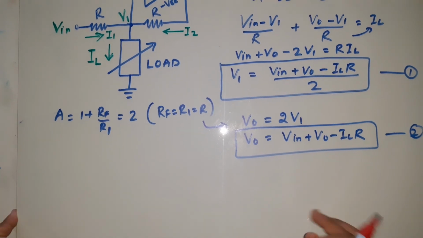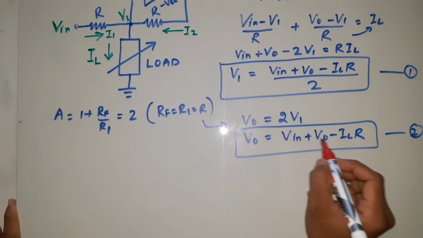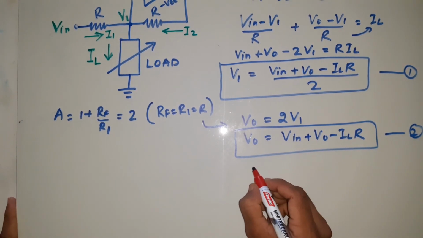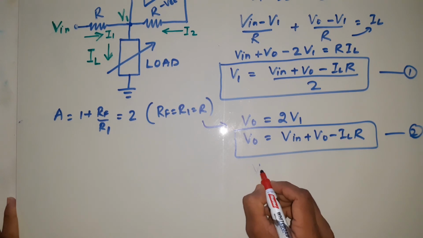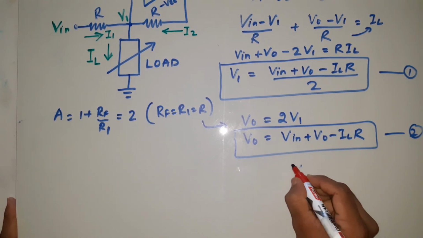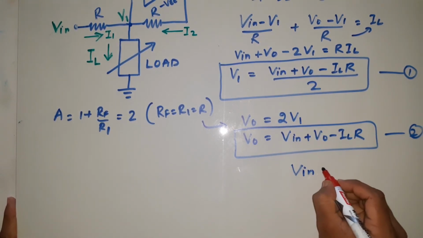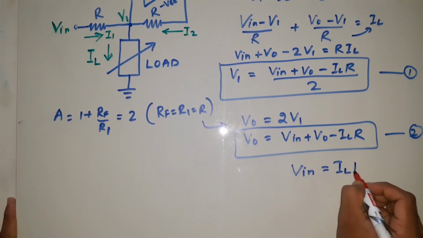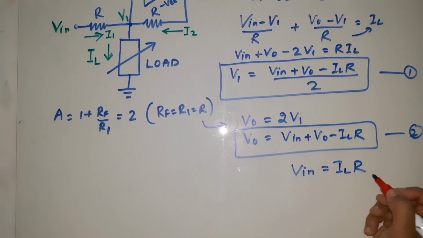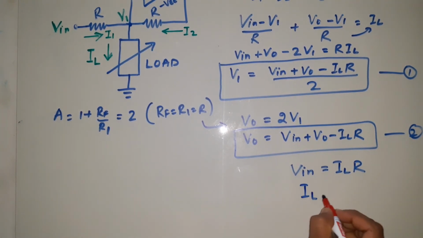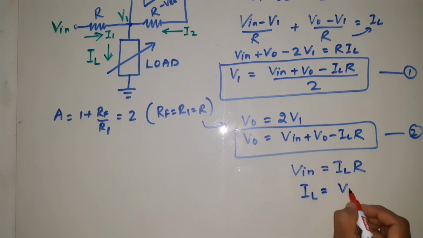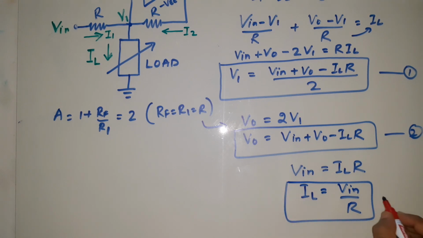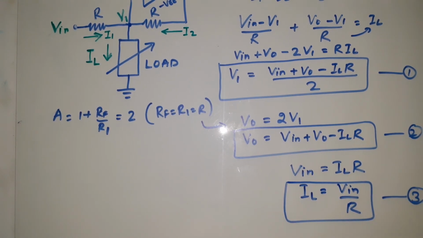Yes. Now, what do we conclude? See, V0 equal to V in plus V0 minus IL R. V0, if I cancel, I am remaining with V in equal to IL R. V in equal to IL R. That is IL equal to V in by R. So this is very important. This is your final equation.